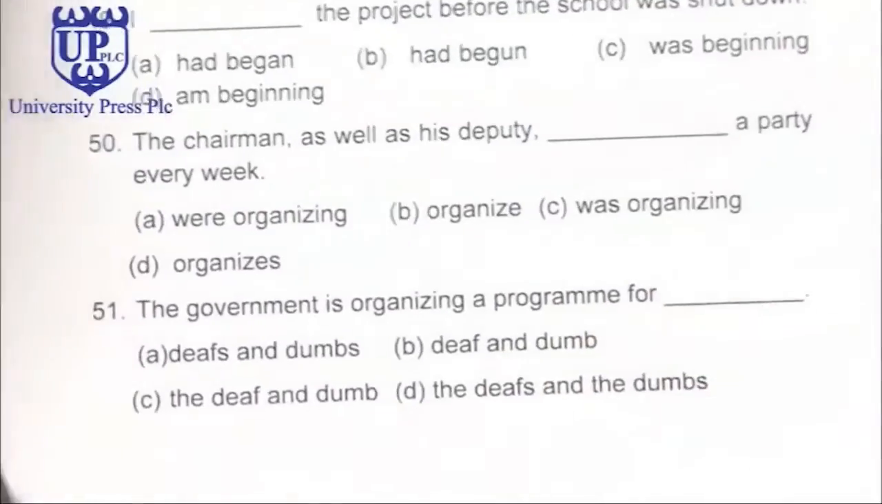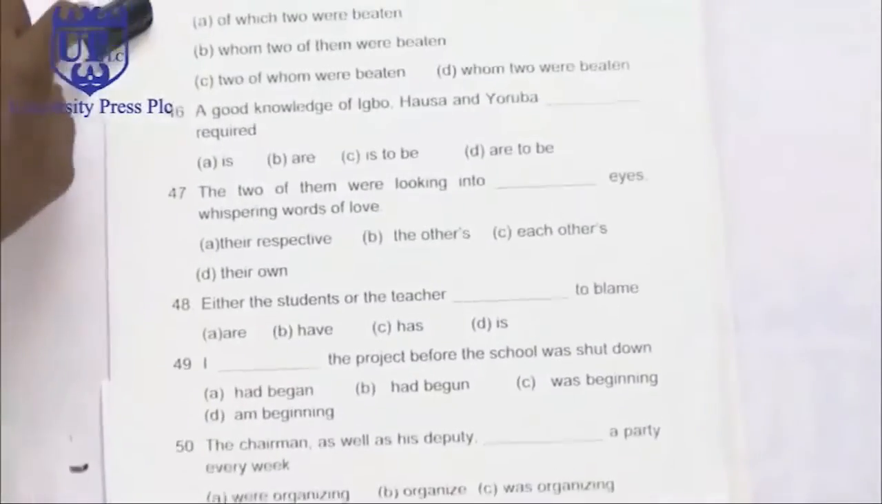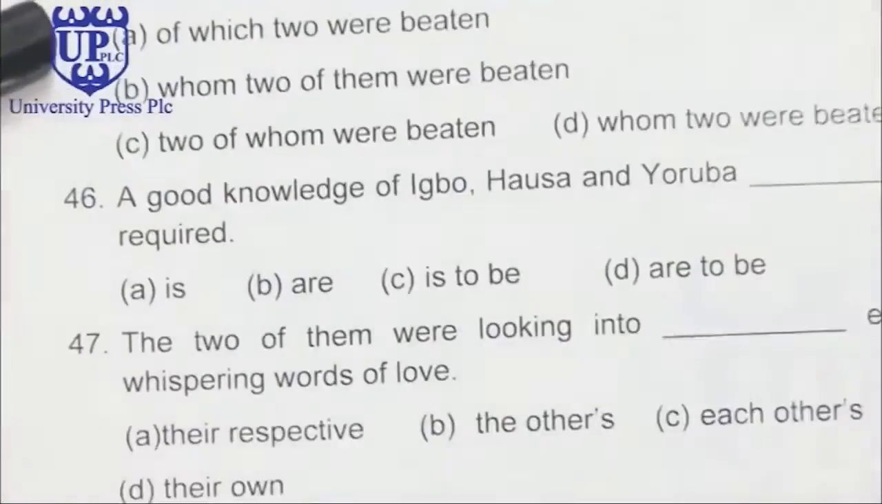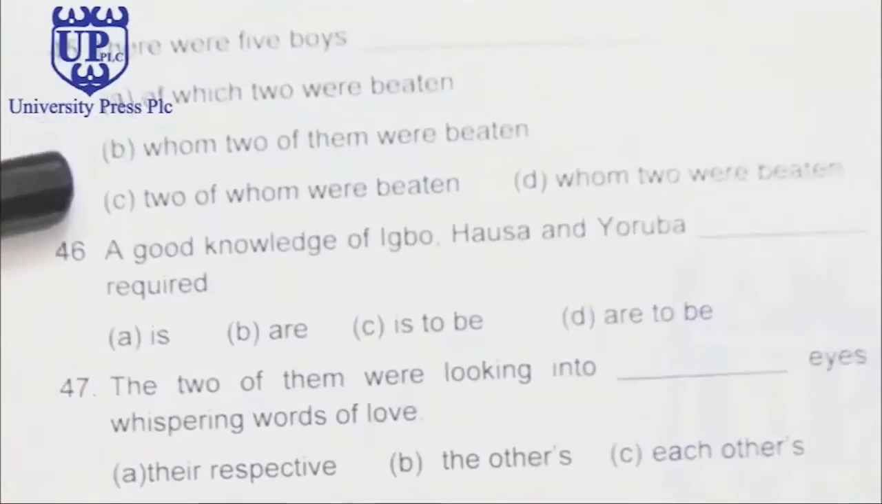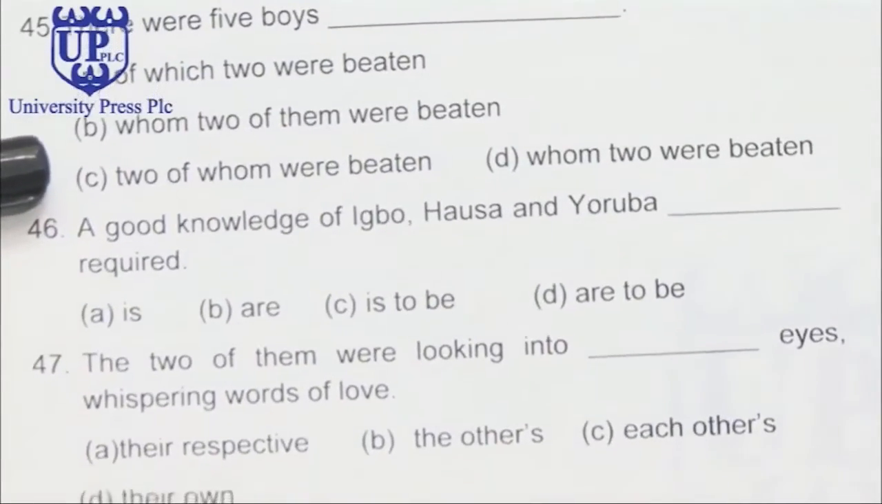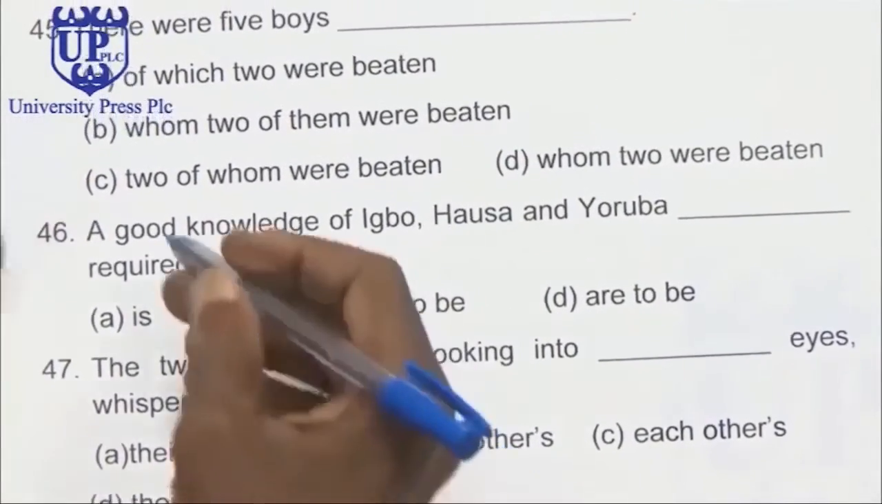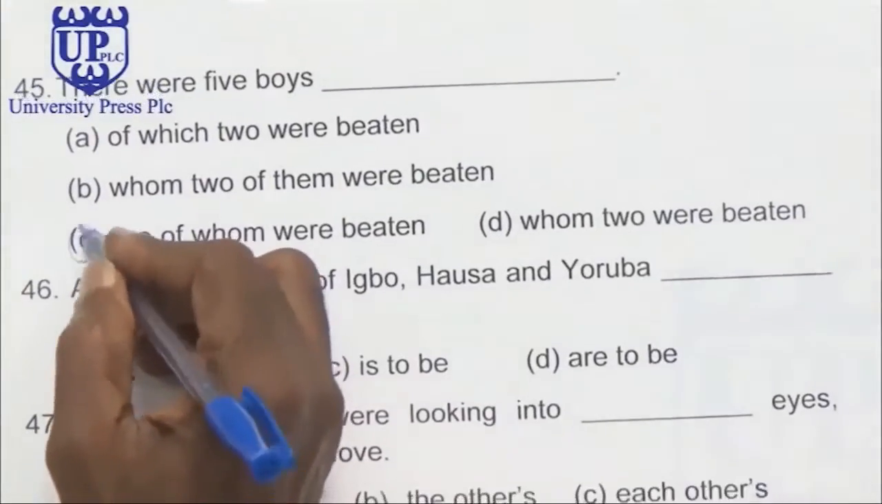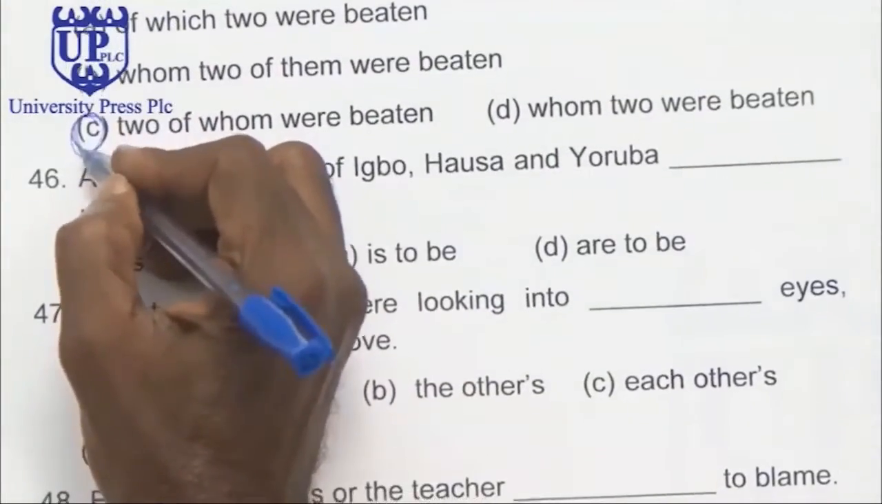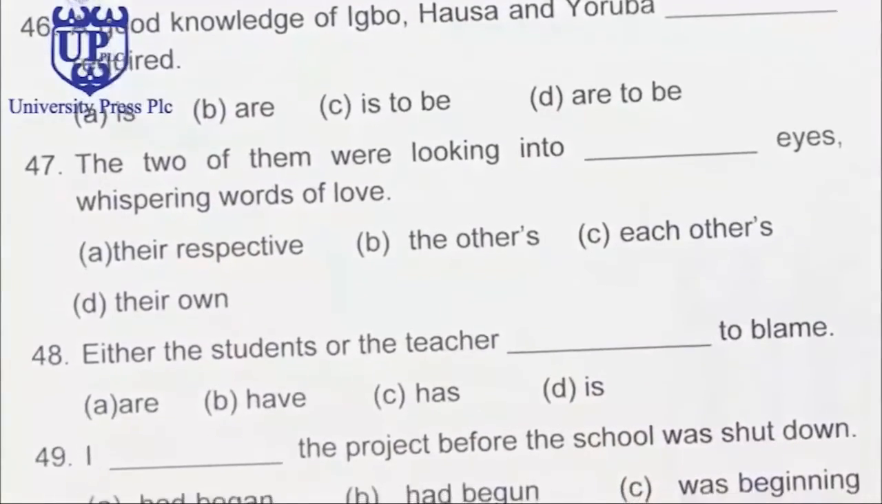Number 45. There were 5 boys, of which 2 were beaten, whom 2 of them were beaten, 2 of whom were beaten, whom 2 were beaten. No, the answer will be 2 of whom. Remember, you don't use which for human beings. 2 of whom were beaten. 5 boys.